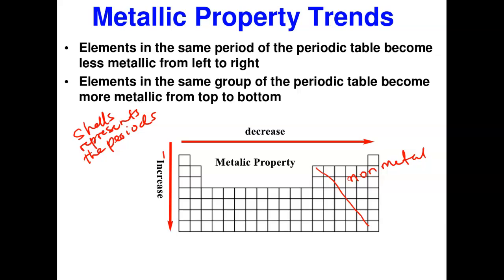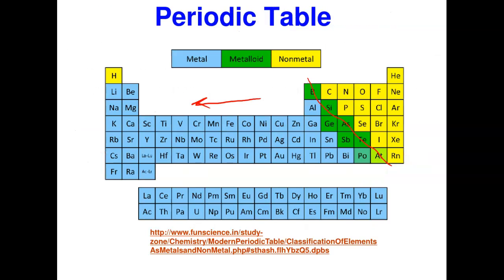So what is the trend? If we go from left to right across the period, the metallic trend decreases, and as we go down the group, the metallic trend increases. Okay, let's go to the next trend. Try to marry this with the periodic table, and you'll understand that the location of the metals to the left of the periodic table is what makes this very logical and coherent.